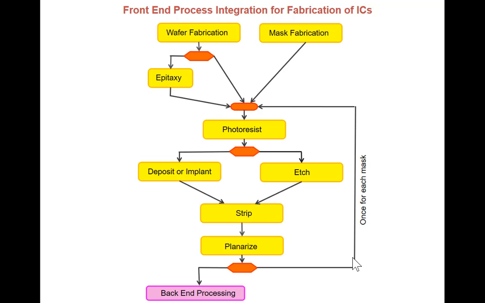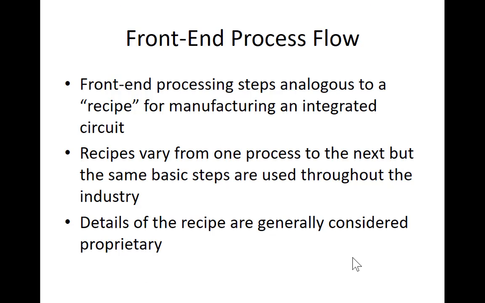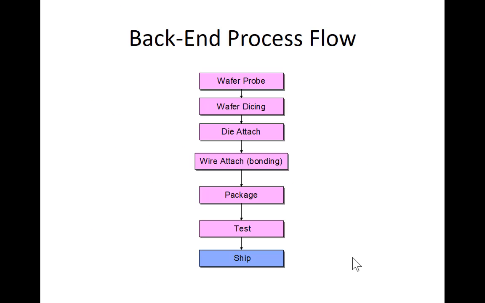Let's talk a little bit about the back-end process flow. After you have your wafer come out, you do several things to it. By the way, a new fab and state-of-the-art process is somewhere around $10 billion right now, with a B. Pretty big investment. The back-end processing is much, much less expensive.